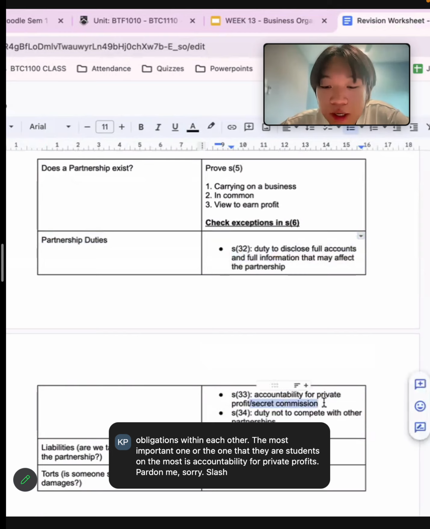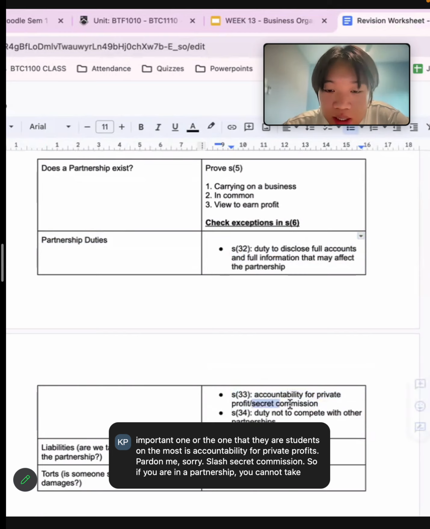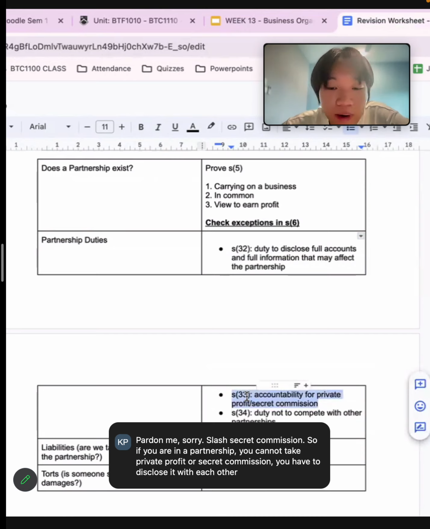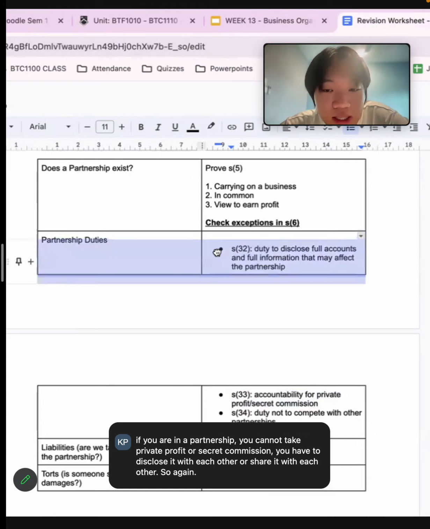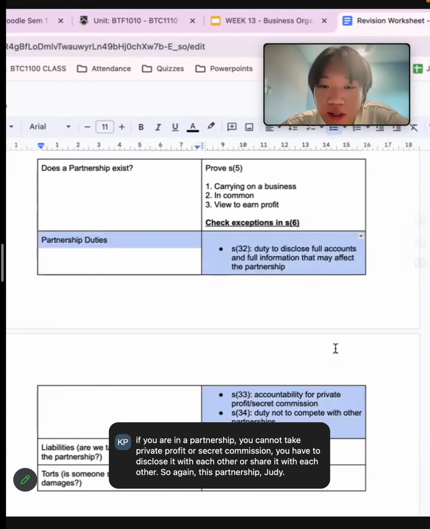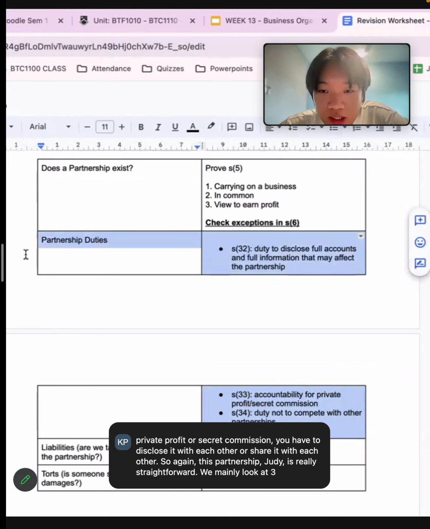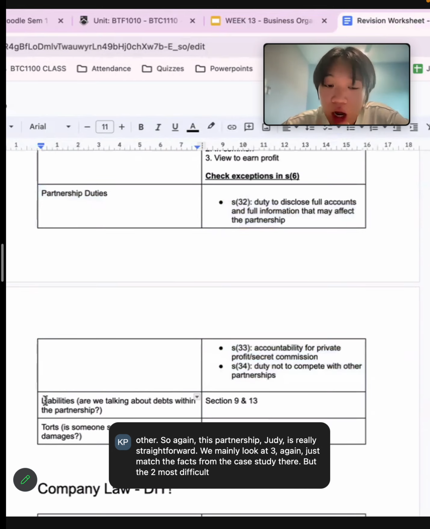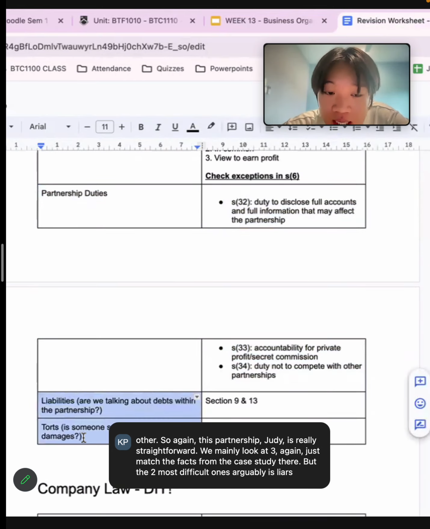Slash secret commission. So if you are in a partnership, you cannot take private profit or secret commission. You have to disclose it with each other or share it with each other. So again, this partnership duty is really straightforward. We mainly look at 3. Again, just match the facts from the case study there. But the 2 most difficult ones, arguably, are liabilities and torts.